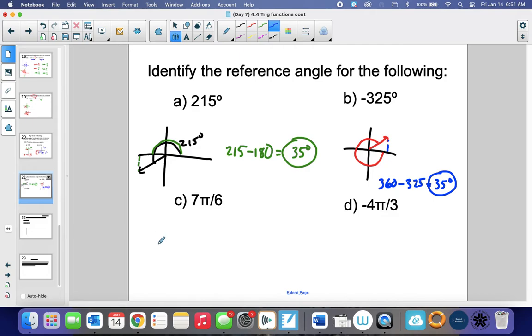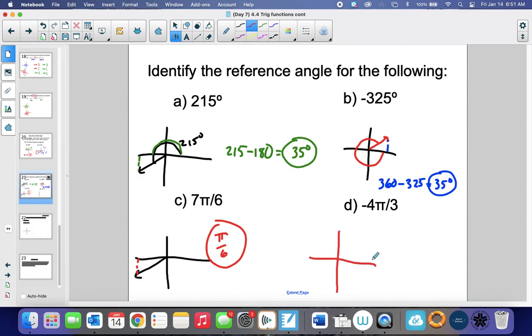And here's 7 pi over 6. I know 7 pi over 6 is here. If you make the reference triangle, it is pi over 6. So this reference triangle is also going to be pi over 6. Really the radians are a lot easier because you don't have to do much math. You just have to look at the denominator, and that usually tells you what it is.